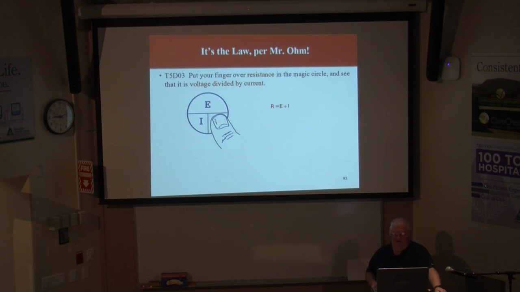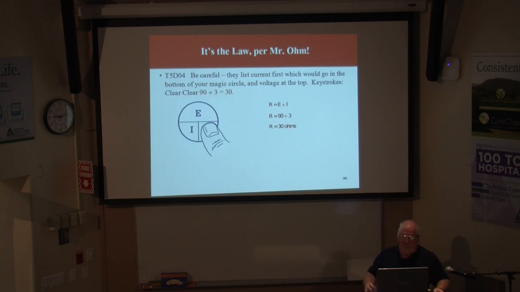Put your finger over the resistance in the circle and see that it's the voltage divided by current. R equals E divided by I. All right, again, they listed things a little backwards here, but they list current first, which would go in the bottom of your magic circle, the voltage on the top. So you take your 90 and your 3, the voltage over the current, and you're going to come up with 30 ohms.